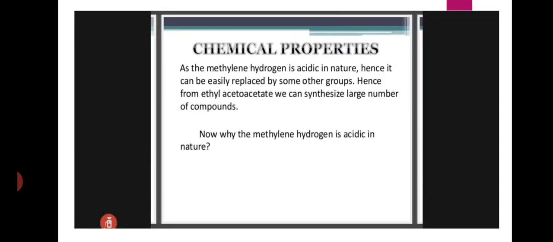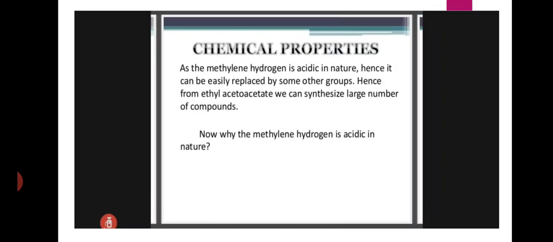Next is the chemical properties of ethyl acetoacetate. As the methylene hydrogen is acidic in nature, it can be easily replaced by other groups. Hence, from ethyl acetoacetate, we can synthesize a large number of compounds. Now, why is the methylene hydrogen acidic in nature?